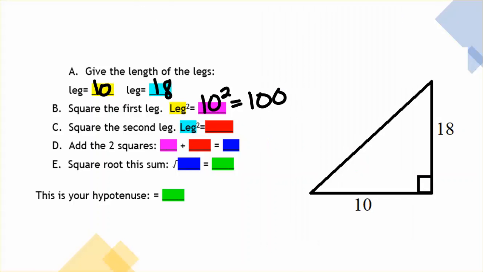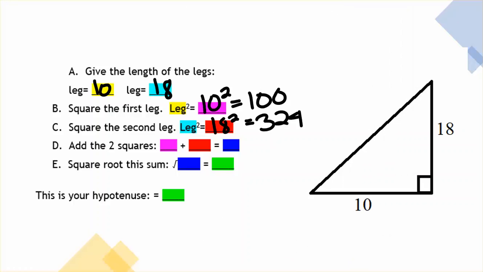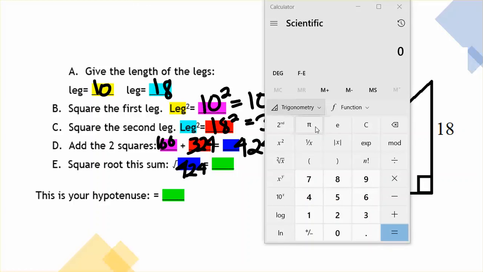Now we'll repeat that for the second leg. So we're going to take 18 squared, which is 324. Step D, add those two squares. So 100 plus 324 equals 424. And finally, we take the square root of that. So let's see what the square root of 424 is.